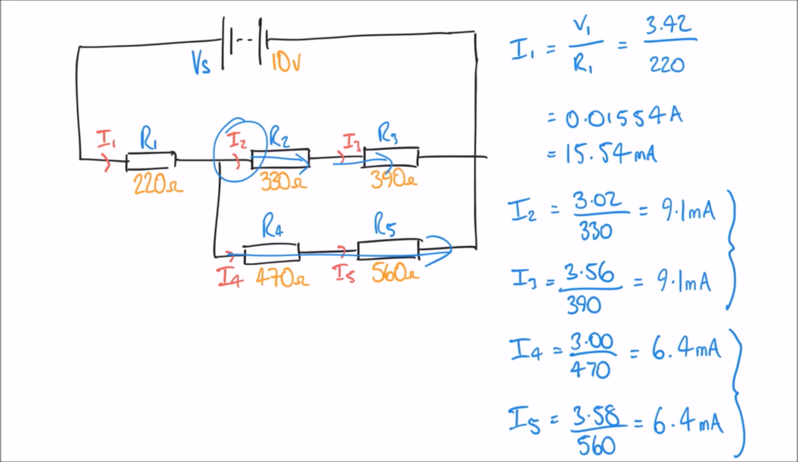So again, I hope this has been a useful example of how we can apply some of the rules and laws that we've looked at previously to a more complicated DC network. We've looked at using Kirchhoff's voltage law and the voltage divider rule, or the potential divider rule. We've used some series and parallel resistors. And we've also used a bit of Ohm's law at the end to calculate some of the currents in this network.